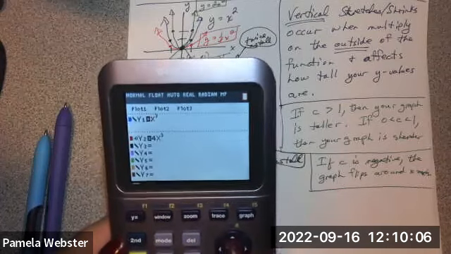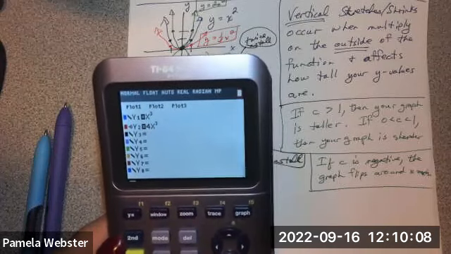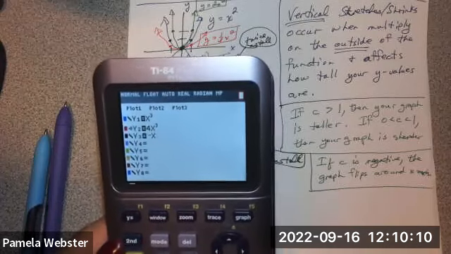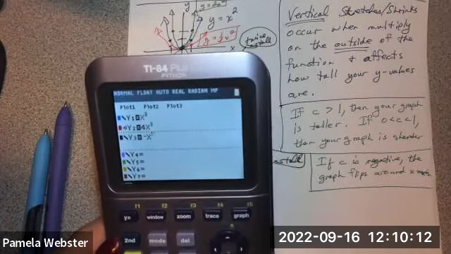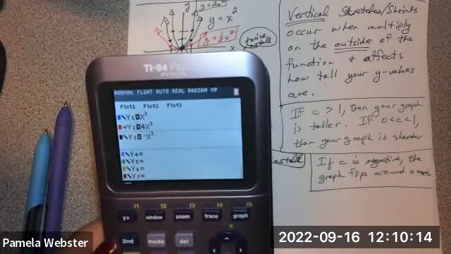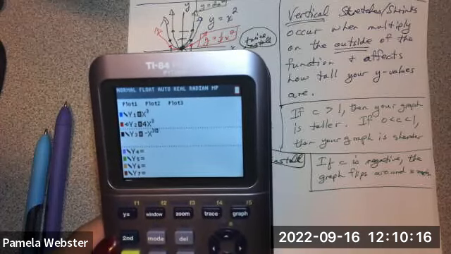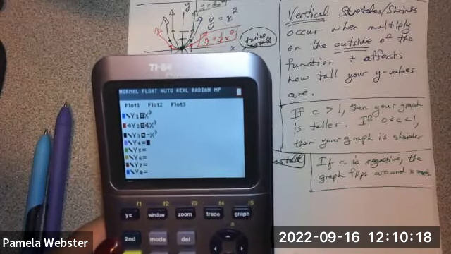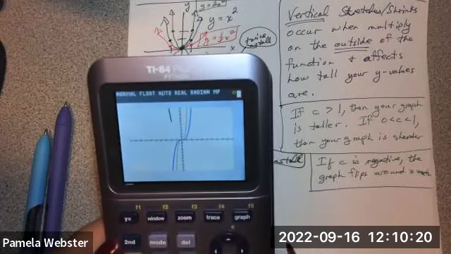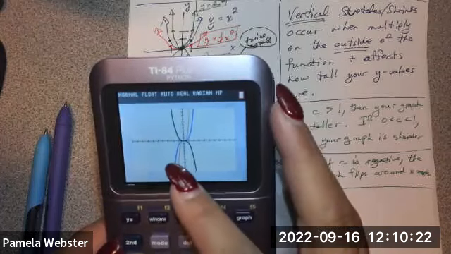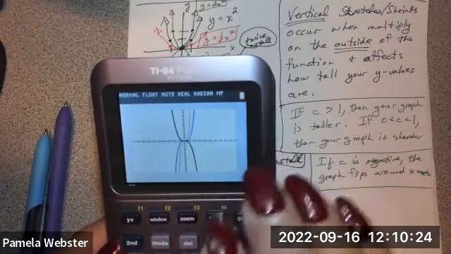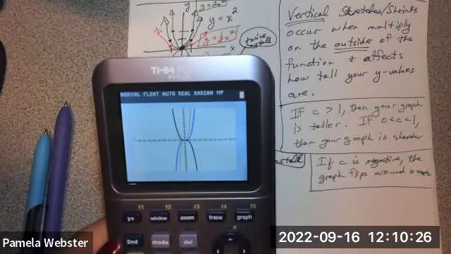And then let's try y equals negative x cubed. What do we think that's going to do to us? Hopefully we're saying it's going to flip it around the x-axis. So things that are on the top are going to go to the bottom. There we go. And things on bottom went to the top, right? So it just flipped it around the x-axis.